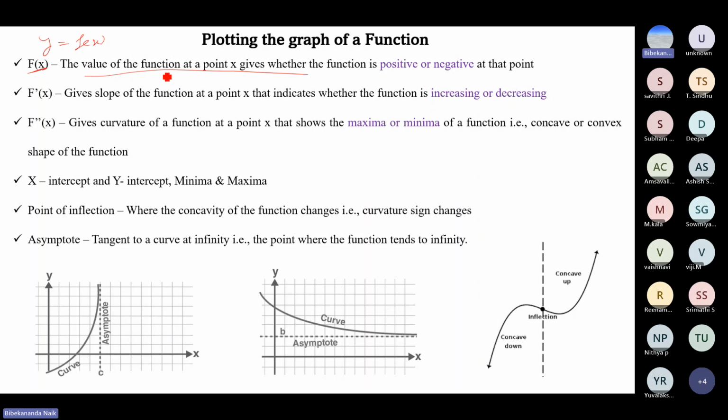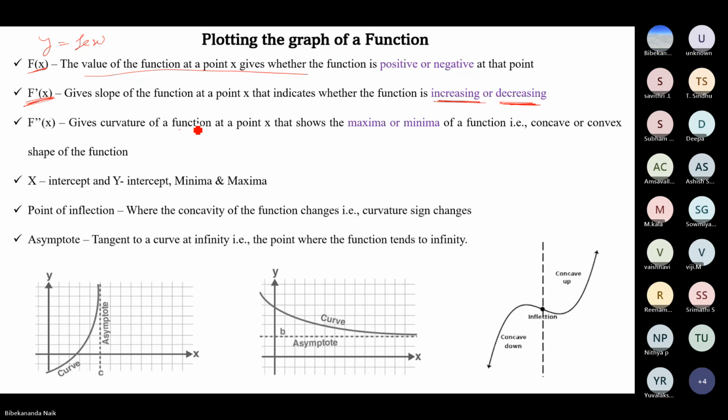And then f prime x is the first derivative of f(x) with respect to x. It gives the slope of the function, and we know when you take the first derivative of a function, it gives us the slope, that is, it gives us the rate of change. If the slope is positive, then it is increasing, but if the slope is negative, then it is decreasing. So the slope of the function tells us whether the function is increasing or decreasing.